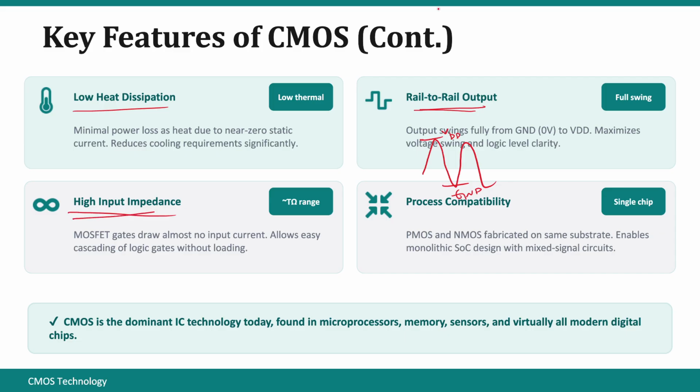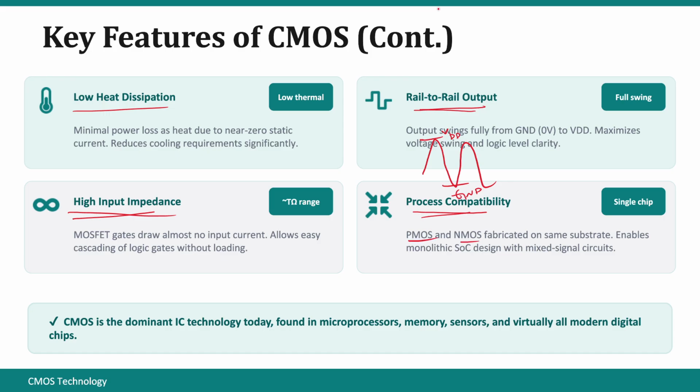So high input impedance, which means the voltage is going to be controlled by the impedance. It's like the resistance only, but the impedance has the AC signals along with the DC signals also. So the CMOS technology contains high input impedance. Okay. So the process capability, which means PMOS and NMOS are fabricated on the same substrate.